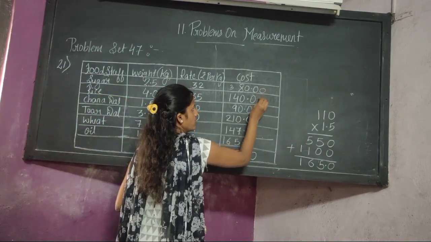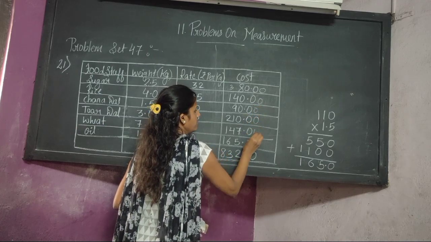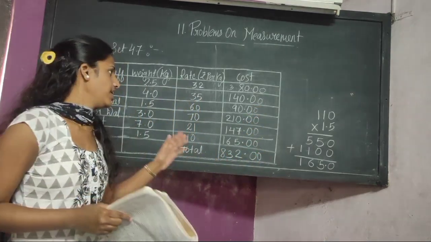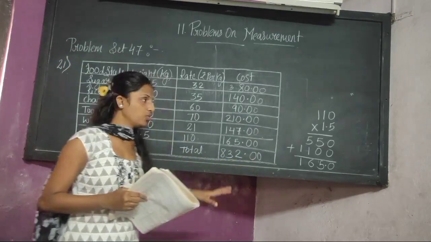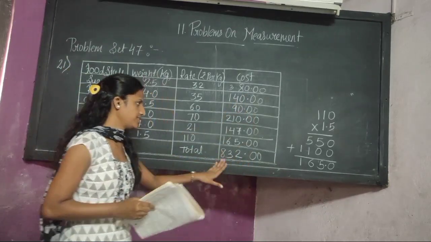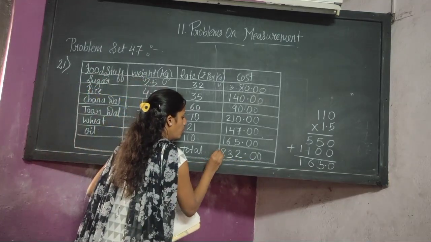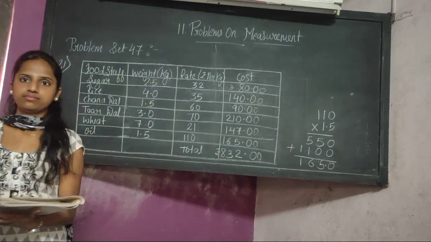Here take 2 zeros because the paise is in 50 paise, 60 paise. It should be 2 digits. So we will take 0 zeros over here. The answer is 832 rupees 0 paise. Hope you understood this question.